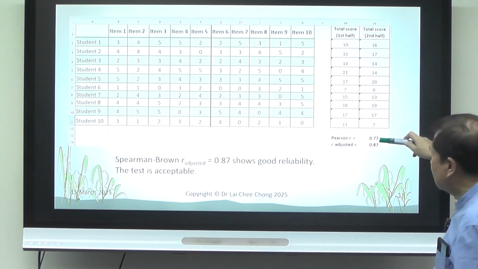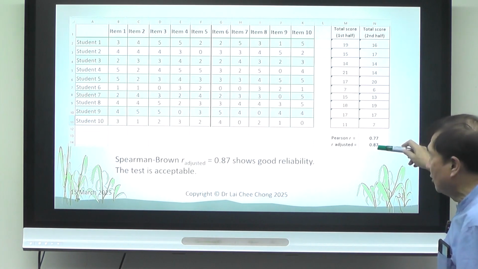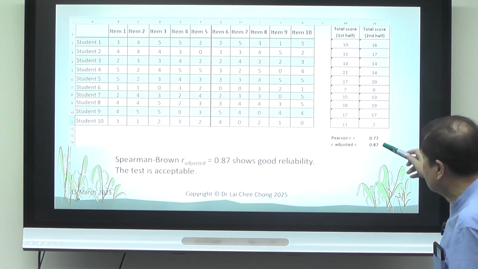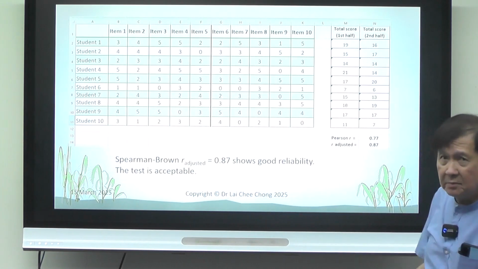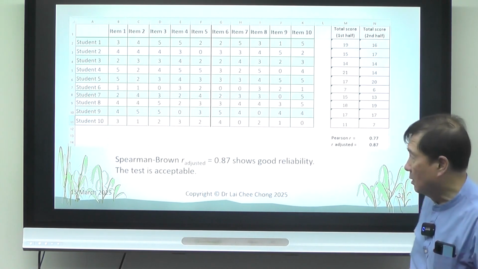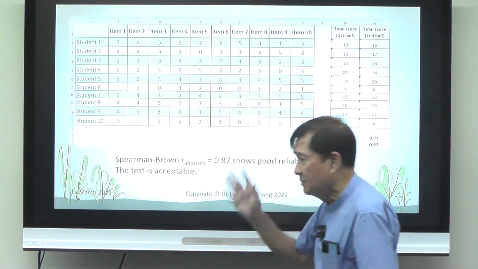And then work out the Pearson. Then I work out the adjusted correlation there, which I get 0.87. So it shows a good reliability. The test is acceptable. So that's how you do it. Fair enough. It's a straightforward calculation, except the only thing is splitting into two halves.